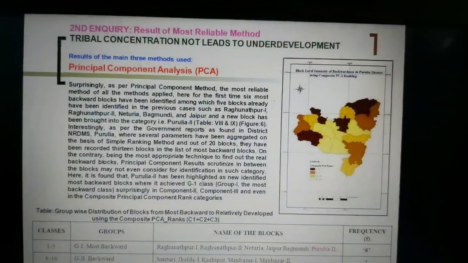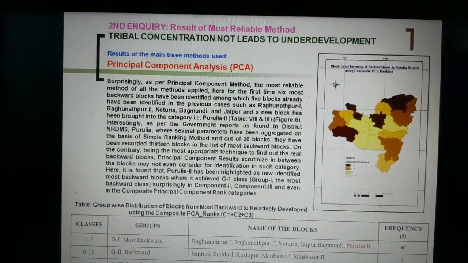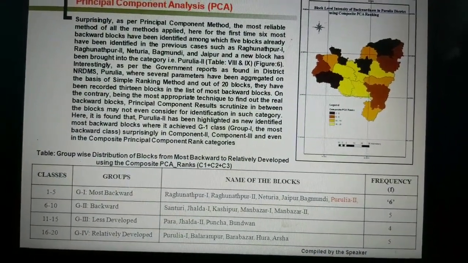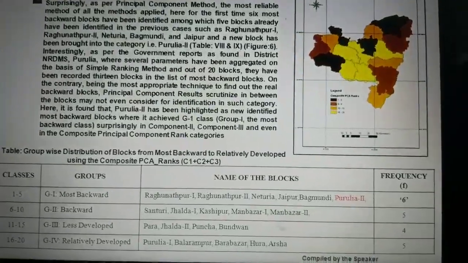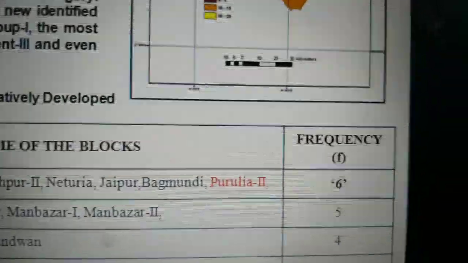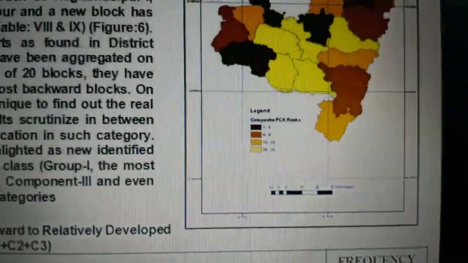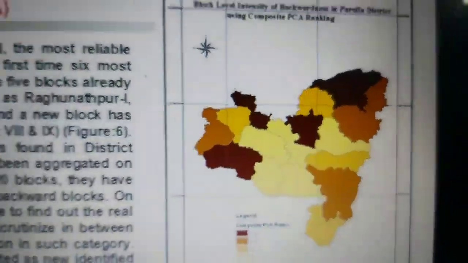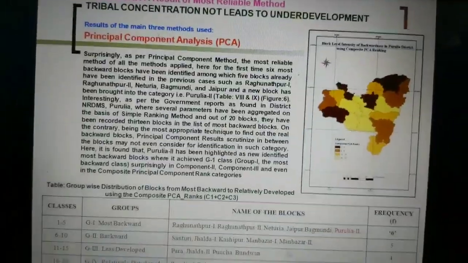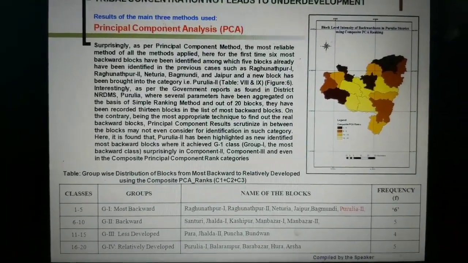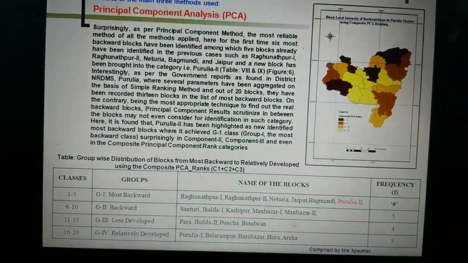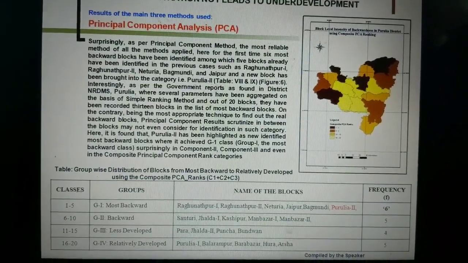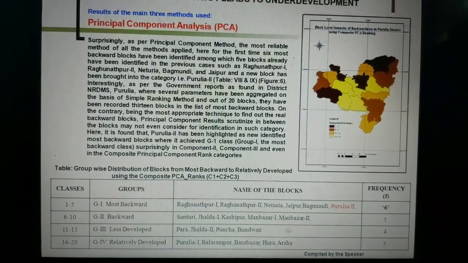Now, in the most reliable statistical procedure, principal component analysis, I have found in the G1 category, that is most backward, another block, and that is Purulia 2. For your kind information, Purulia 2 is not typically a scheduled or tribal area. Basically, it is the least populated tribal block among all the blocks of Purulia district, with about 4.31% tribal population.